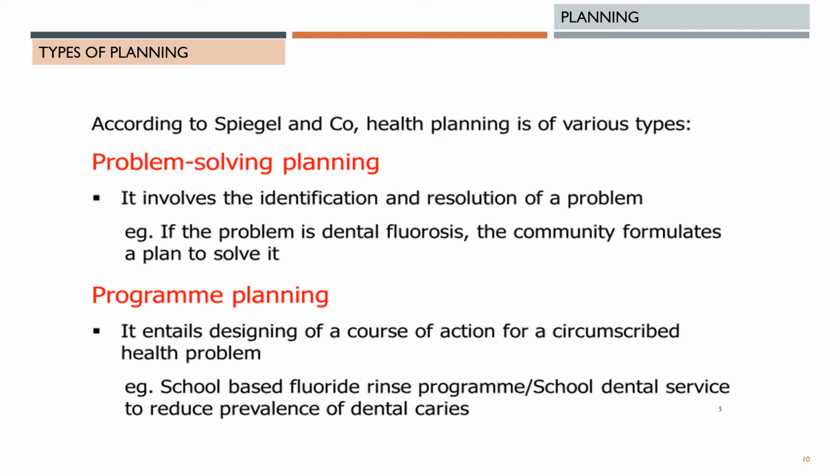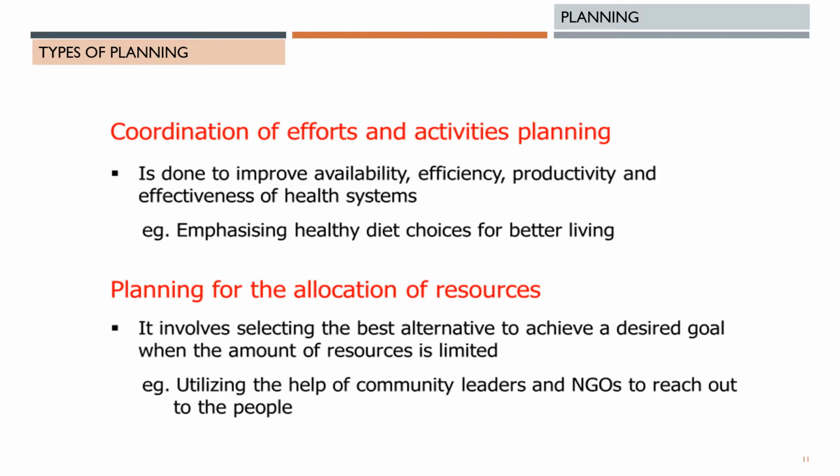And then we have program planning. It entails designing a course of action for a circumscribed health problem. Example, a school-based fluoride rinse program and school dental service to reduce prevalence of dental caries. Then coordination of efforts and activities planning. This is done to improve availability, efficiency, productivity, and effectiveness of health systems. Example is emphasizing healthy diet choices for better living.